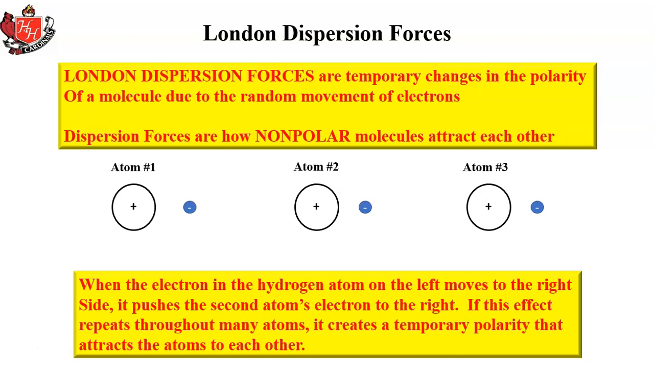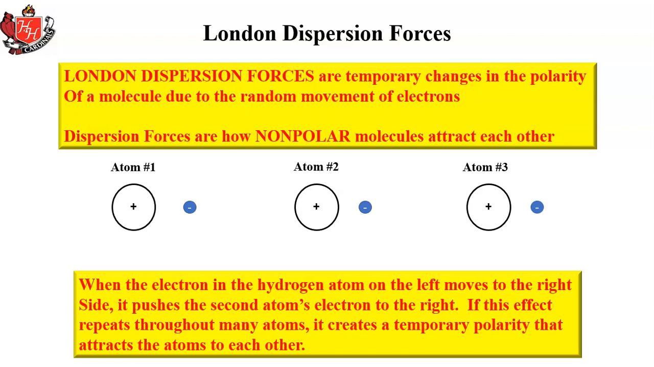So you have the electrons going around and around and around, these are hydrogen atoms, one proton, one electron. When the electron in the hydrogen atom on the left moves to the right, so in atom number 1, the electron is to the right of its nucleus, of its proton, it pushes the second atom's electron, atom number 2, also to the right because the electrons repel each other. If this effect repeats throughout many atoms, it creates a temporary polarity. It's temporary because those electrons could move over to the other side at any time, but it creates a temporary polarity that attracts atoms to each other.